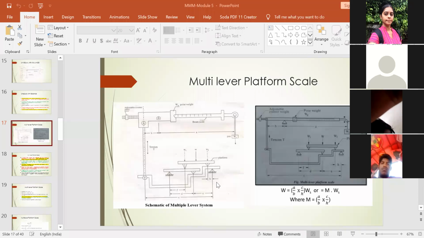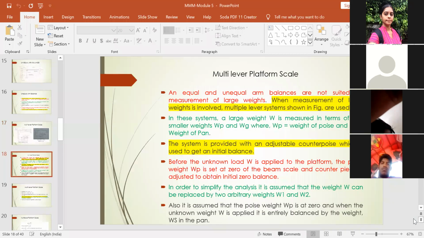So why there is a need for multi-lever is that whenever we want to measure large amounts of weight, we use a multi-lever platform. So that you should be knowing. You saw how it looks. So now let us go step by step. In this system, a large weight W has to be measured in terms of two small weights. One is called the poise weight, and the other one is called the pan weight, where WP will be the weight of the poise and WS will be the weight of the pan.